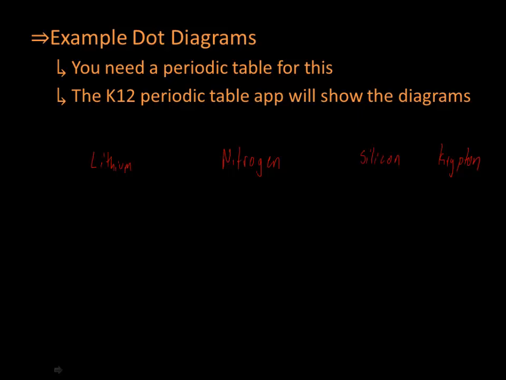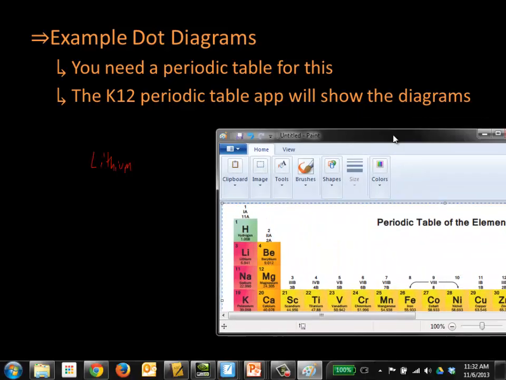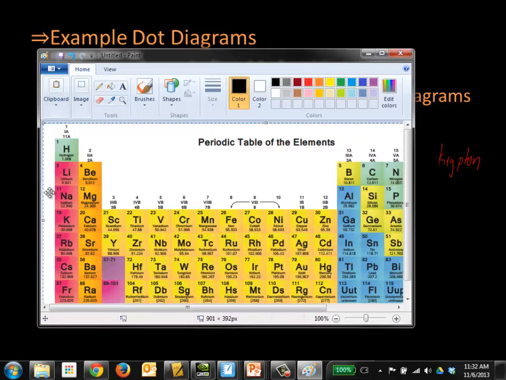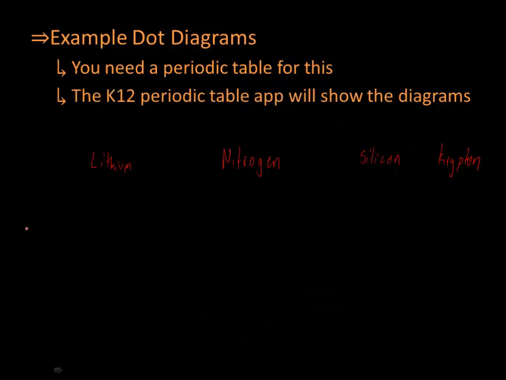So let me grab my periodic table. Alright, so my periodic table is here, and lithium is right here in the top left. It's a group 1A element, so that's all I need to know. Oh, and its symbol is Li. So with that, I can get its electron dot diagram.